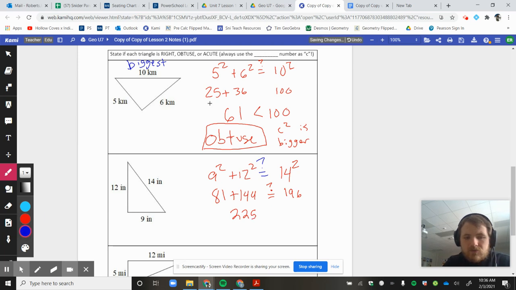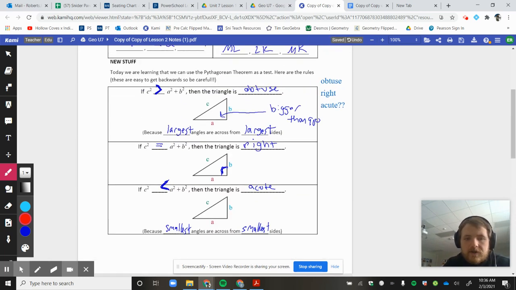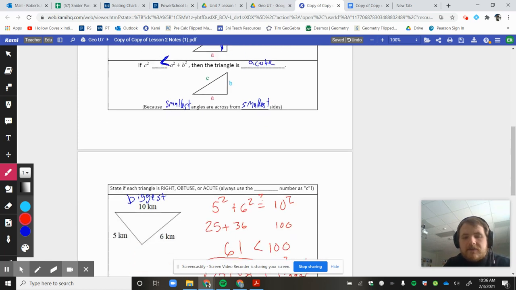That is greater than the 196. So c squared is smaller, forcing this to be an acute angle. Again, use this little chart up here to help you decide if you're having a hard time.